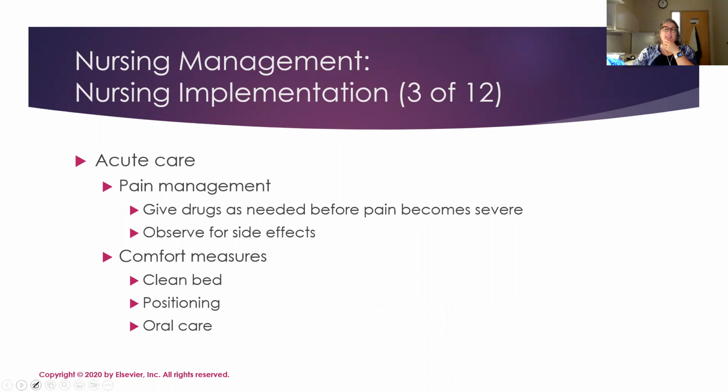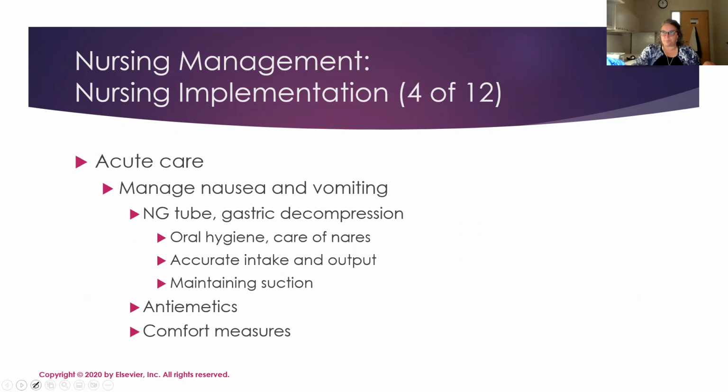Comfort measures: getting them into a comfortable position in bed, making sure the bed is nice and clean. A clean bed can go a long way, as well as oral care. When you have a person who has had an open abdominal surgery and they're in that NPO stage because their bowel sounds haven't come back, they can chew gum and they can brush their teeth. And sometimes just doing those simple things brings a lot of comfort to people.